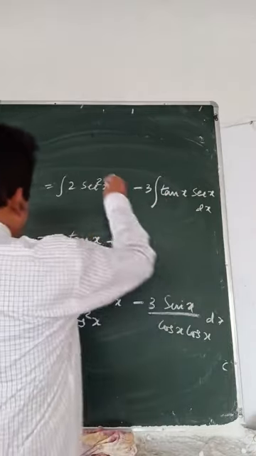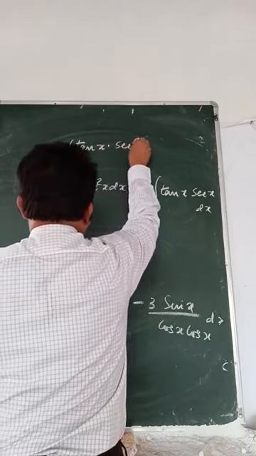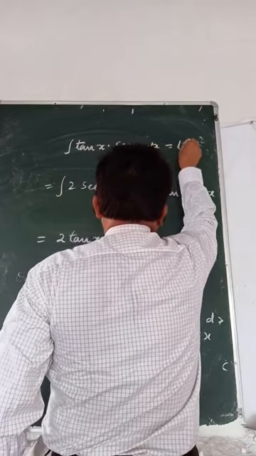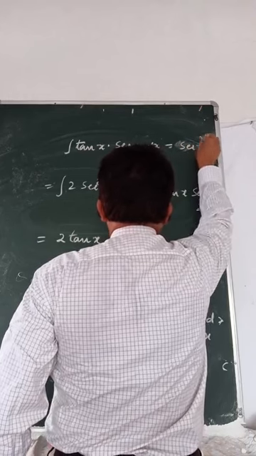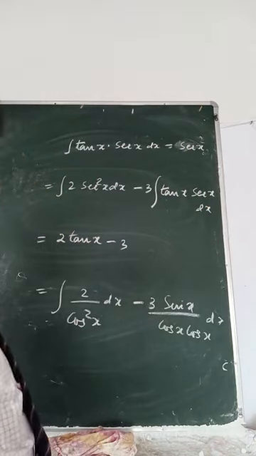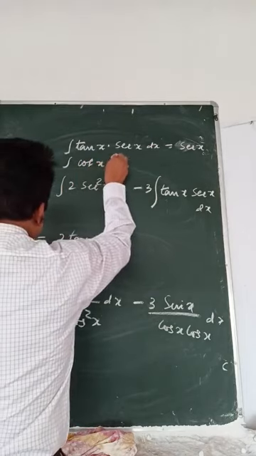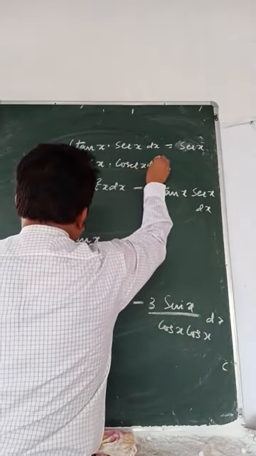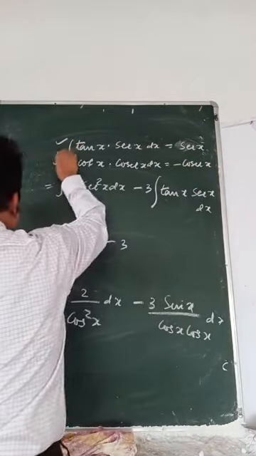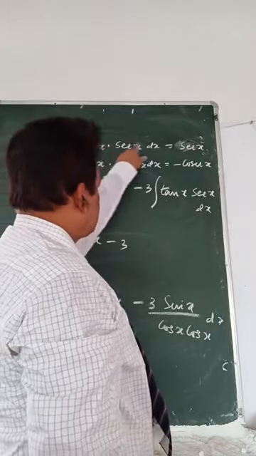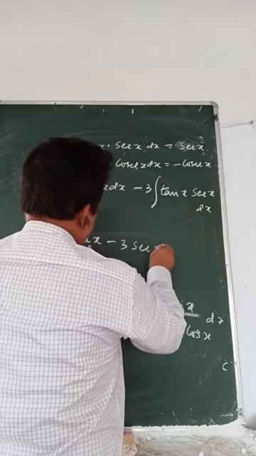If I have forgotten to write, you write here. The integral of tan x into sec x is sec x. The integral of cot x into cosec x is minus cosec x. I think these two I had forgotten to write. Note it down. So tan x into sec x is sec x. So the answer is 2 tan x minus 3 sec x plus a constant.